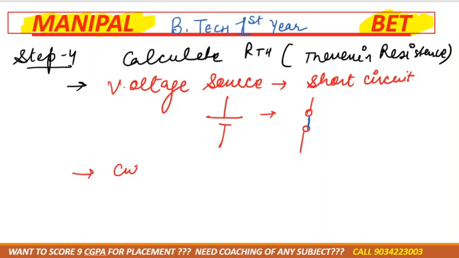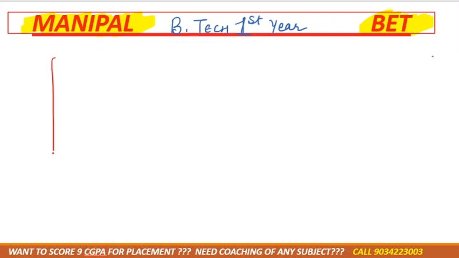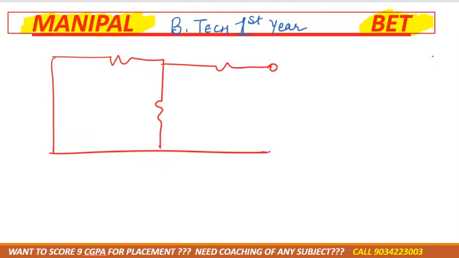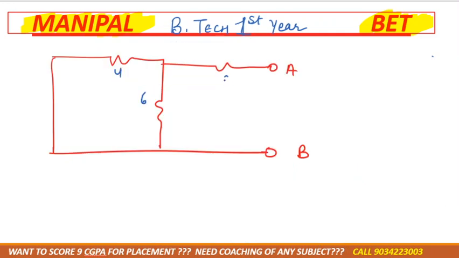Similarly, we'll have a current source. Current source is like this. The current source must be open circuit, right? So in this case there is only one voltage source and that would be short circuited, meaning I'm removing the battery and the rest of the resistances will be as they are. Clear? So now these values are 4, 6 and 5. Write down the values 4, 6 and 5. You need to calculate ultimately RAB and that would be equal to RTH.